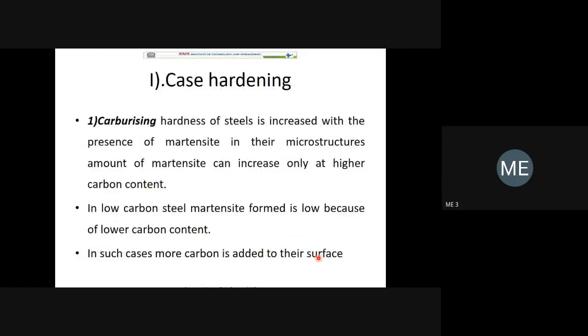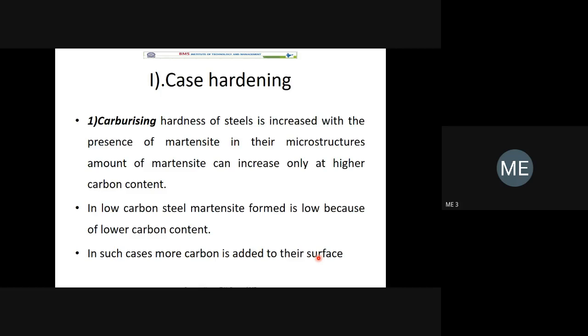There is one process that is referred to as case hardening. In most of the hardening processes, one is transformation from austenite to martensite. We can change the properties. One more way we can improve the hardness is by putting more and more carbon. We have low carbon steel, medium carbon steel, and high carbon steel. In high carbon steel, the hardness is very, very high. Because of the presence of carbon, hardness may increase.